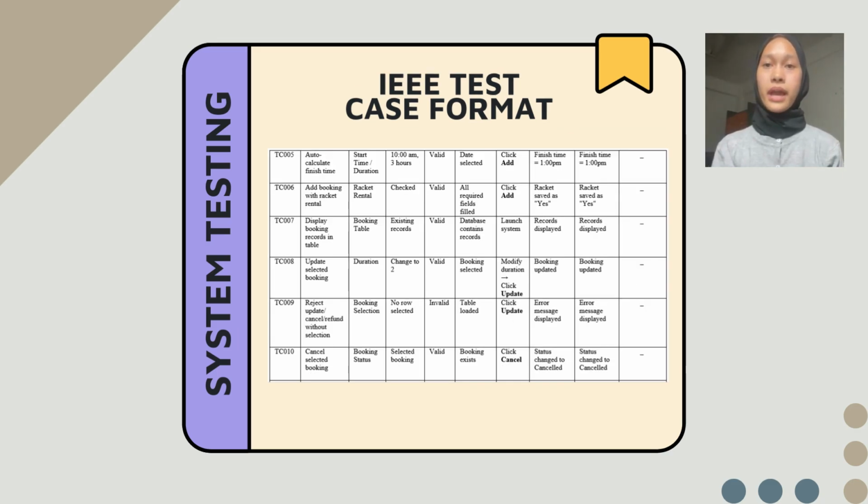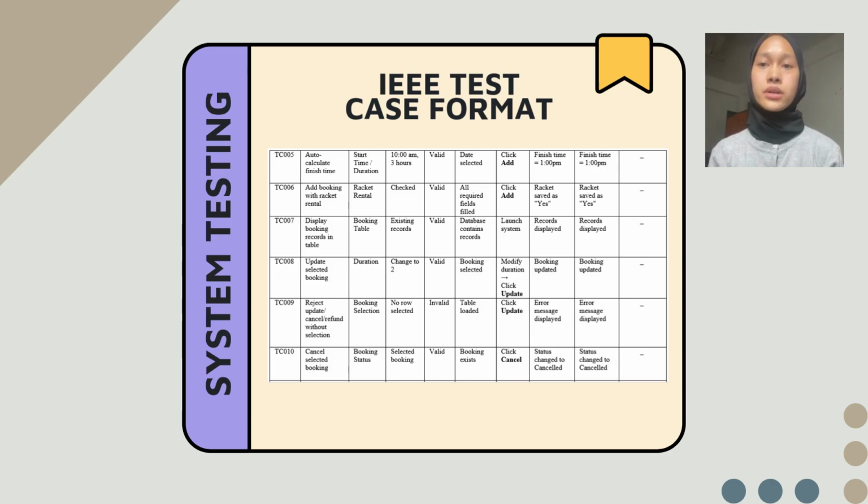Next, number 6, we have record rental. When record rental is selected, the system correctly saves the value as yes. Number 7, display booking records. All existing booking records are correctly displayed in the table when the system is launched. Number 8, update booking. This test confirms that a selected booking can be updated successfully.